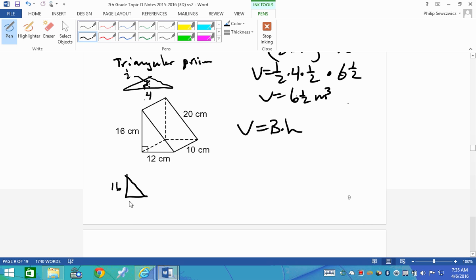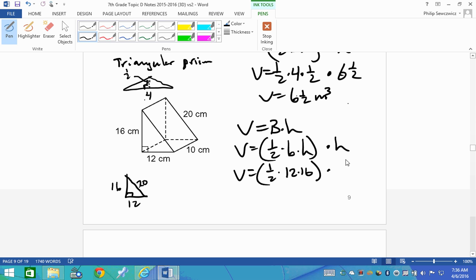So there's the 16, there's the 12, there's the 20. So if I want to find the area of this triangle, I'm going to do 1/2 times the base times the height. And then I need to multiply it times the actual height of the prism. So 1/2 times base and height, which always meet at the right angle. So I do need to use my 16 and my 12. So times 12 times 16, and then I need the height of the actual prism. So I'm going to go back to the picture here. The height of the actual prism is 10. It's 10 there because, again, it's connecting the two bases.